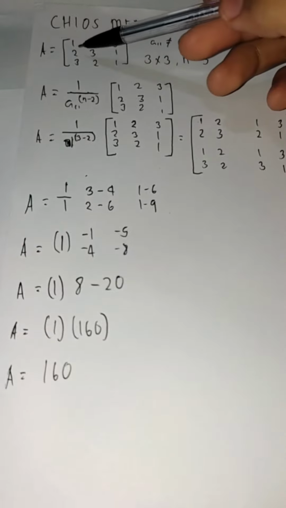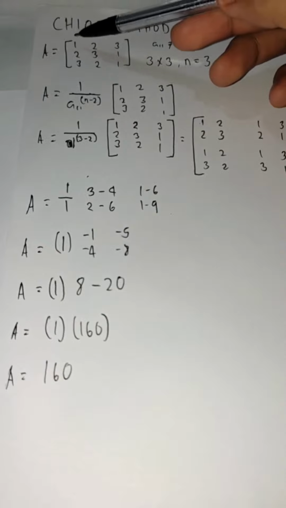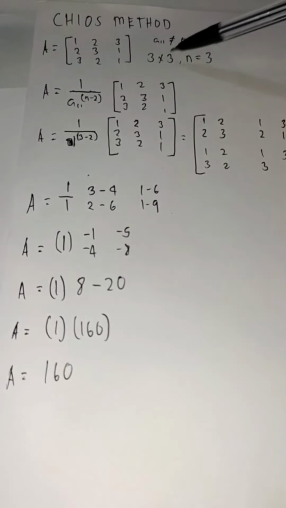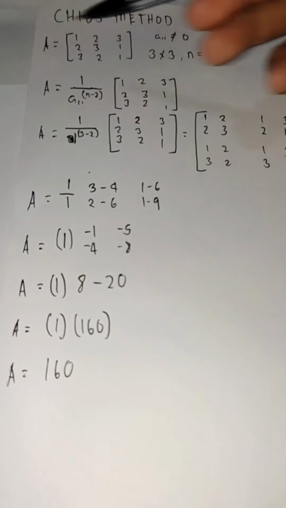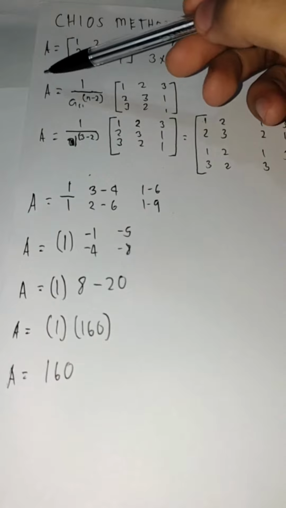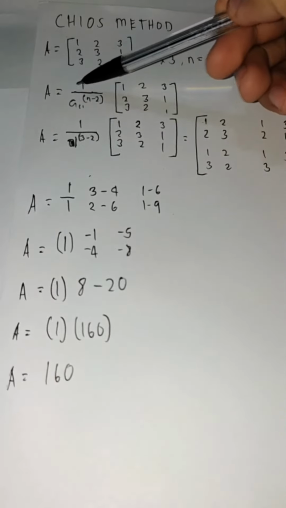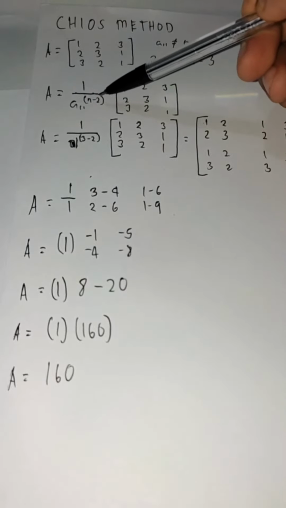And then, para naman makuha ang N, bibilangin mo kung ilang column ito. 1, 2, 3. So, 3x3. So, ang N natin is equal to 3. Next naman, A. Meron tayong formula which is 1 over A11 raised to N minus 2.